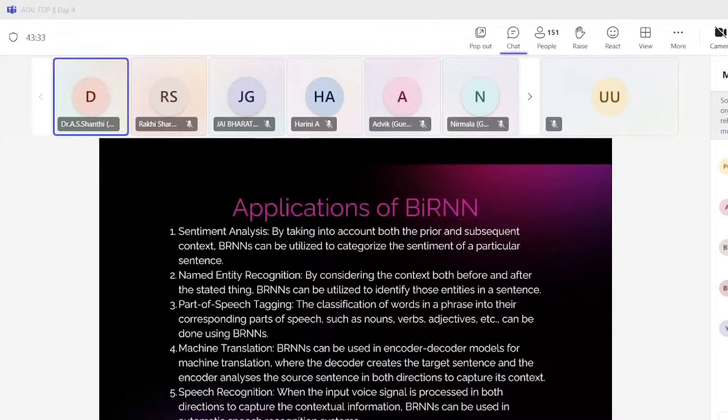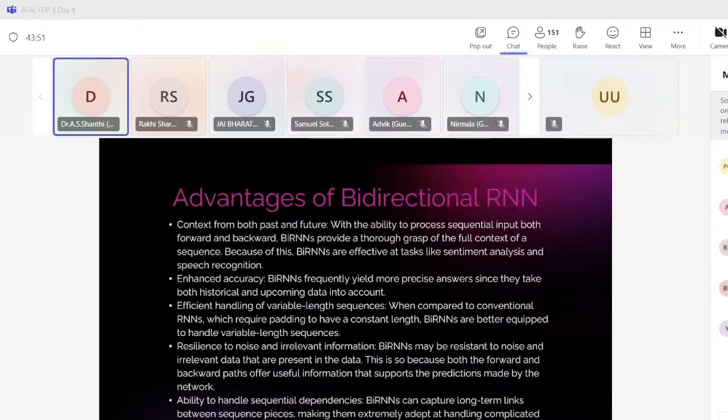The application of BiRNN is similar to LSTM. It is used for sentiment analysis, named entity recognition, part of speech tagging, machine translation, and speech recognition. The advantages are context from both past and future, enhanced accuracy, efficient handling of variable-length sequences, resilience to noise and irrelevant information, and the ability to handle sequential dependencies.